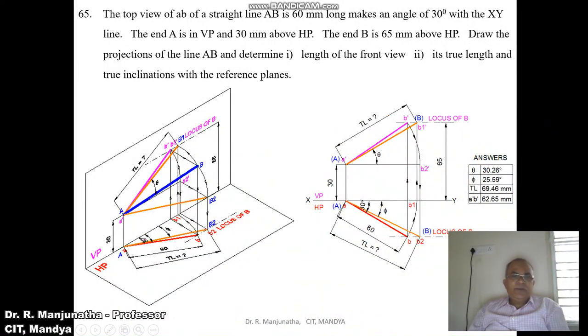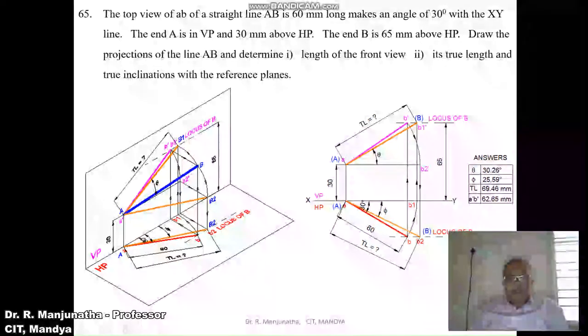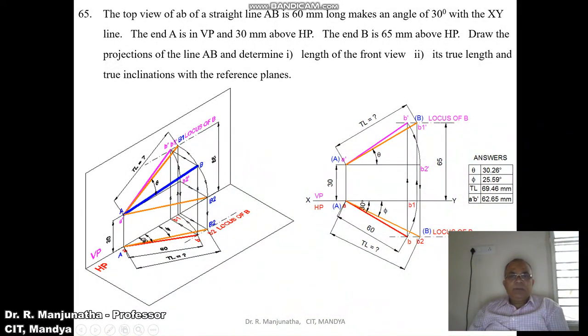When you look from the front view, we can see the distance of 30 mm above HP, and it is on the vertical plane. So you can see A is on VP. That means A is on the XY line in the top view, and 30 mm above HP in the front view. Then B is 65 mm above HP. So when you look from the front view, we can see the distance above HP.